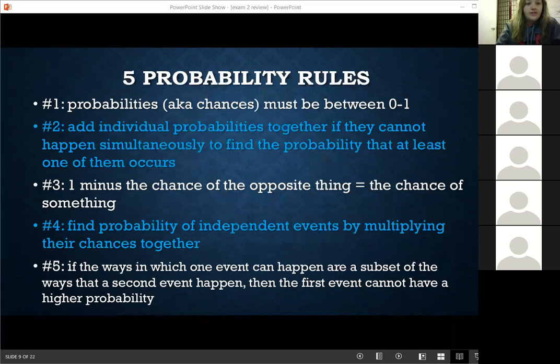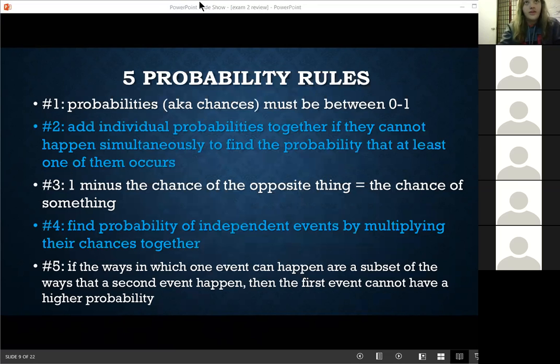Okay, so probability is something we talked about quite a bit, and there are 5 probability rules that we use. These are our basic rules that are always true. Our first one is that probabilities have to be between 0 and 1. That's just common knowledge.